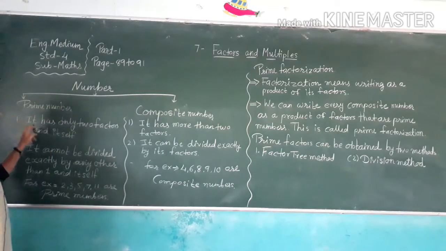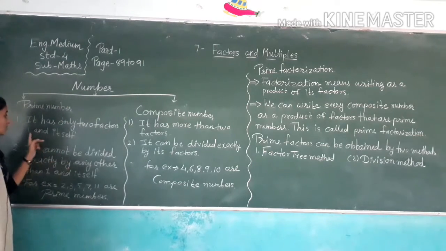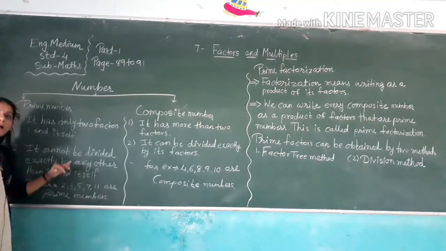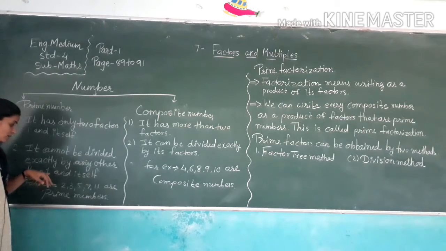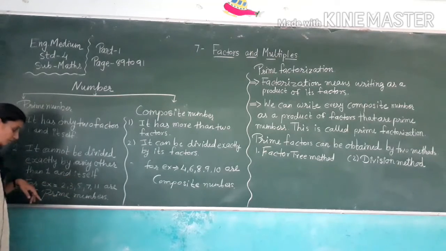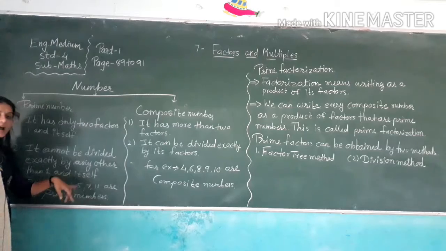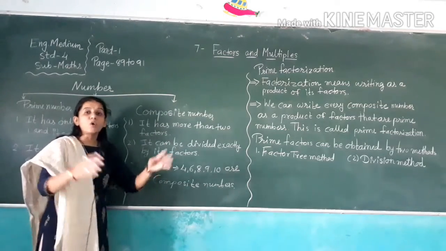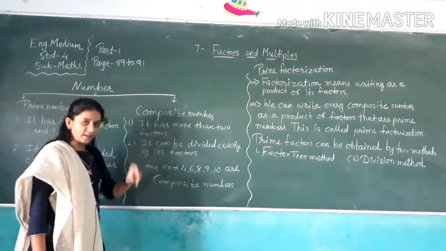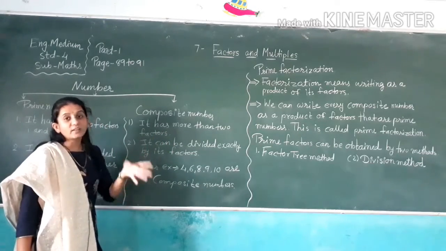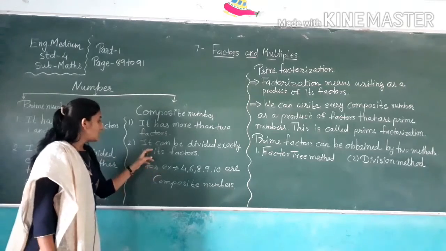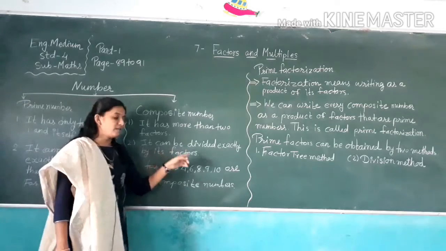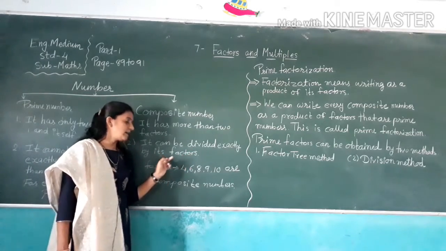Again, a prime number has only two factors, 1 and itself, and cannot be divided exactly by any number other than 1 and itself. For example, 2, 3, 5, 7, 11 are prime numbers. A composite number has more than two factors, 3 factors, 4 factors. It can be divided exactly by its factors.